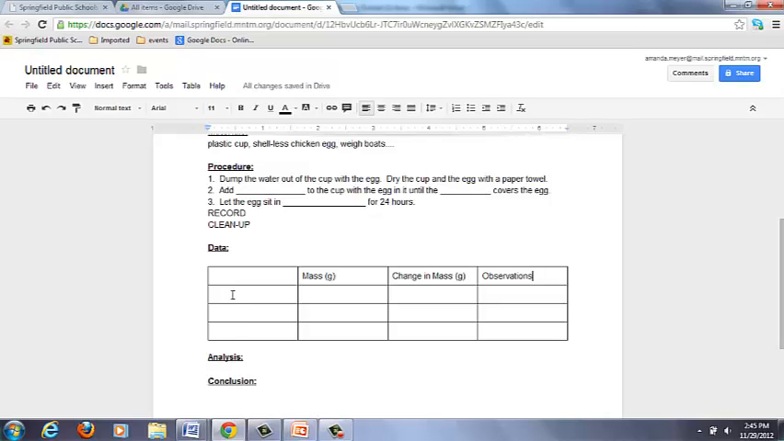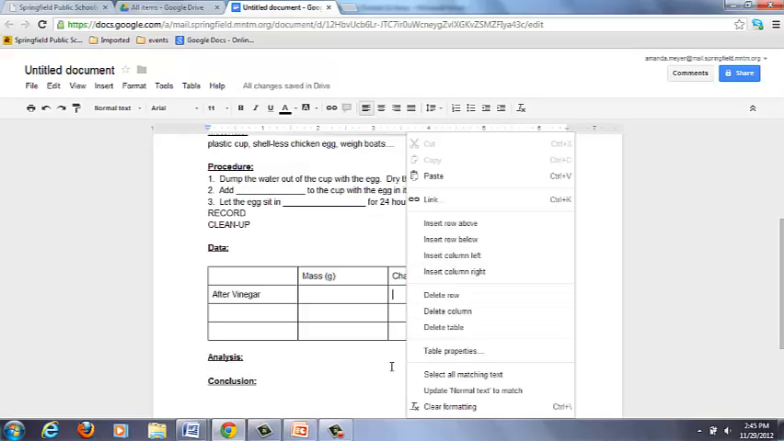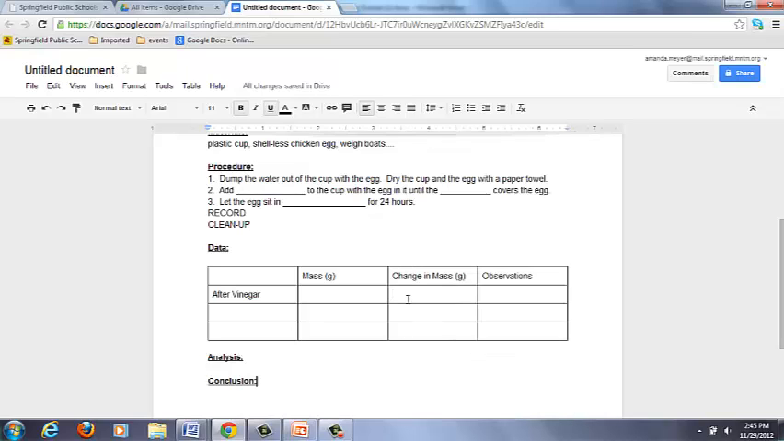So the first one, we need the mass of the egg after vinegar. Right, you took that egg first day after being soaked in vinegar and you found a mass of it. Now the change in mass is not going to be needed for this one because obviously we don't have a mass to compare it to yet. So we can just fill that one in. Usually you can shade these, but we're just going to do this because this works just as well. Okay, we're not going to have a change in mass for that particular one.